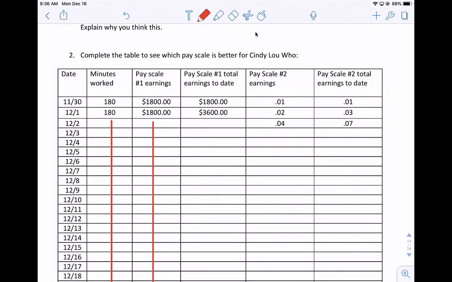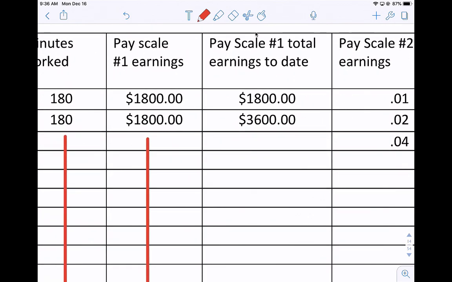But then what changes is her total earnings to date. So let's say she saved that money and didn't spend any. How much would she have total after each day? And so for the first day, she would have $1,800. Then we would do $1,800 plus $1,800. And so that would be $3,600. Add another $1,800. That would be $7,200.